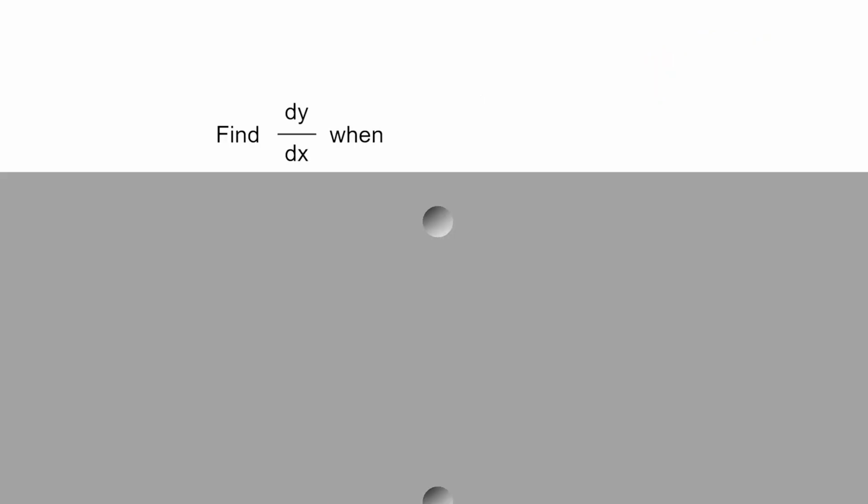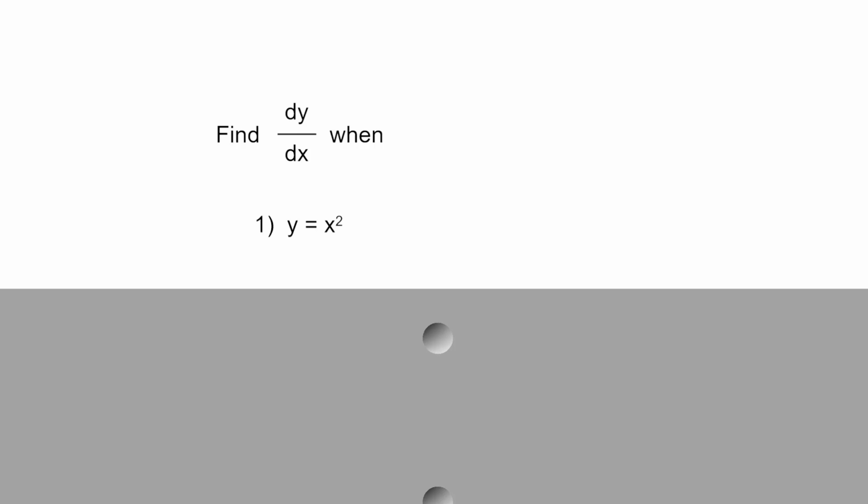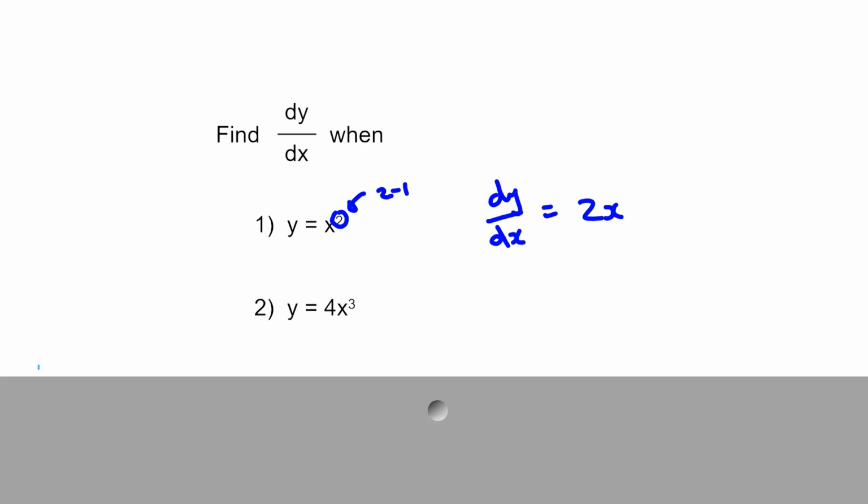Find dy by dx when y equals x squared. So our dy by dx, what we do is we multiply by this power here. So we're going to have 2x, and we decrease this power by 1. So 2, take away 1, it'll be 2x to the power of 1. But in mathematics, we just leave it as 2x.